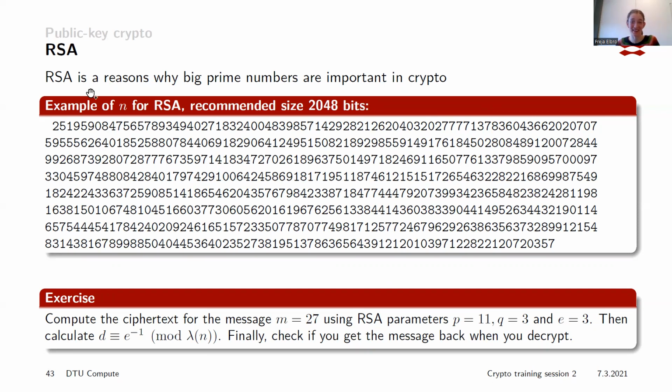Before that, let me just say this. Here is an example of an N which might be used for RSA. You want N to be very large, because if N is not large enough, then it's not hard to prime factor it. The larger the number you're trying to prime factor, the harder it is to factorize it. And RSA is the reason why cryptographers care a lot about big prime numbers, and there's a lot of research into the structure of prime numbers.